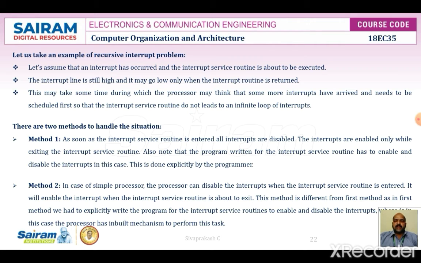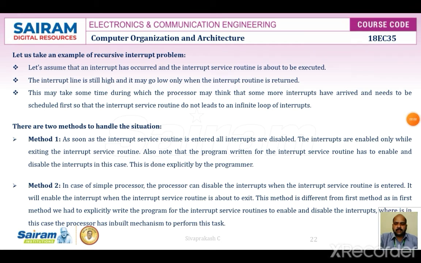The second method, in the case of a simple processor: instead of doing it manually, the processor can automatically disable the interrupt when the interrupt service routine is entered. It will enable the interrupt when the interrupt service routine is about to exit, at the last instruction of the ISR. This method is different from the first method, as in the first method we had to explicitly write the program for the interrupt service routine to enable and disable the interrupts, whereas in this case the processor has its own inbuilt mechanism to process this disabling task. In this way we disable and enable interrupts in the processor.